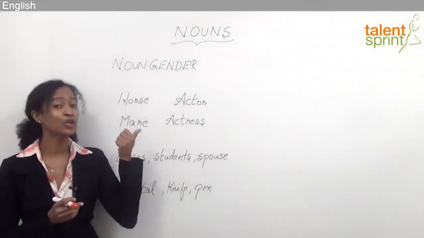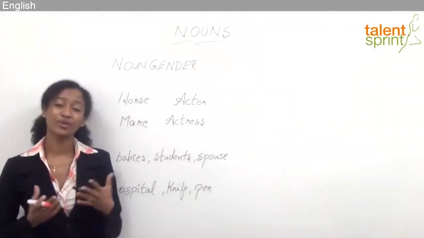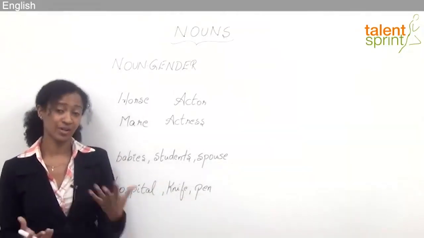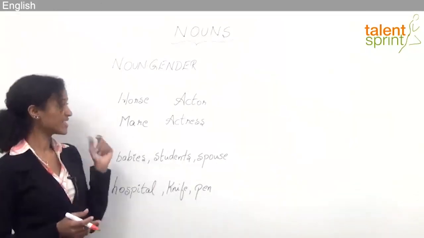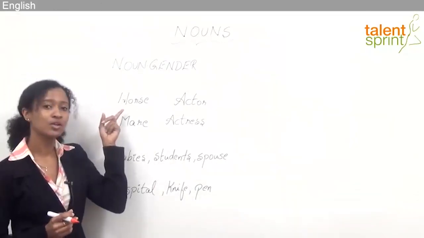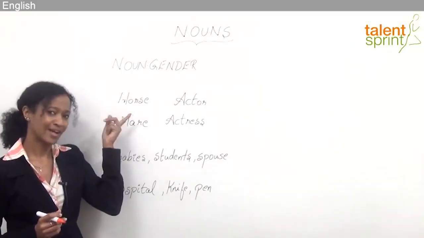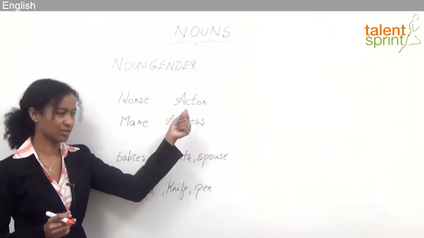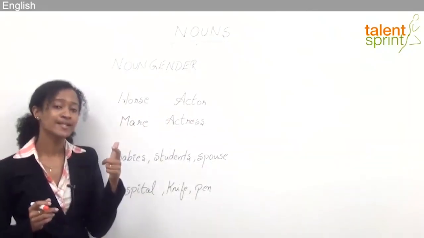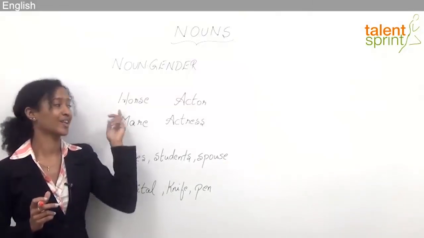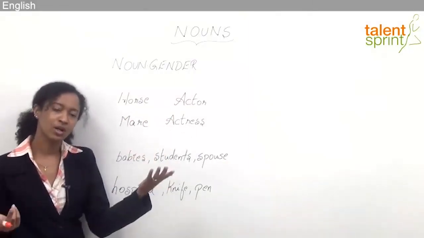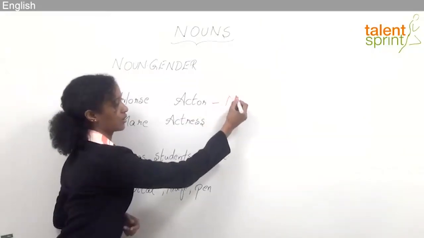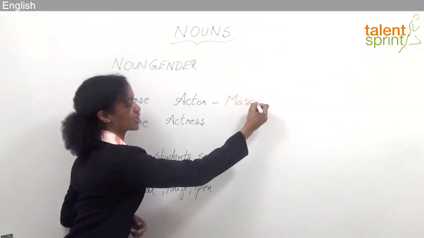Let's take a look at noun gender. Now we all are familiar with mostly 2 types of genders, male and female, but there are other genders as well. So let's look at these examples. Horse refers to an animal and actor refers to a person. So here horse is the masculine gender of an animal and actor is the masculine gender of a person. So horse and actor are male or masculine genders.